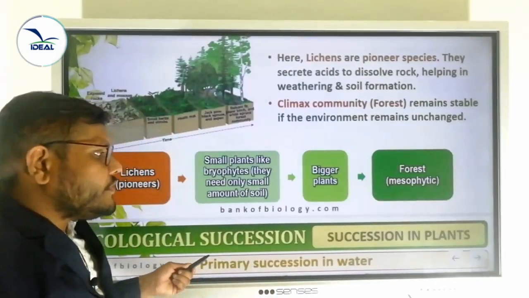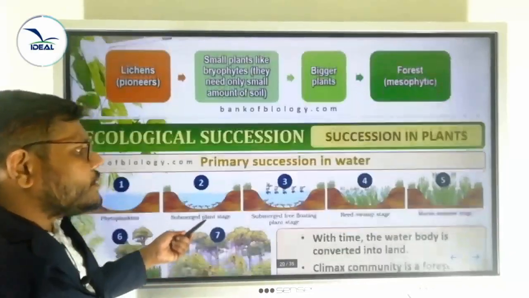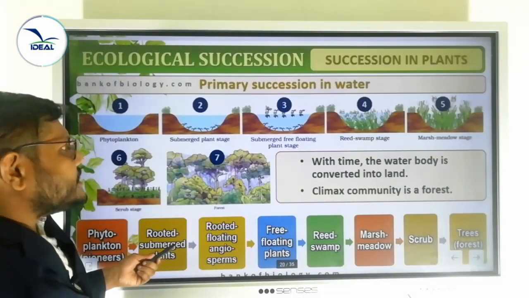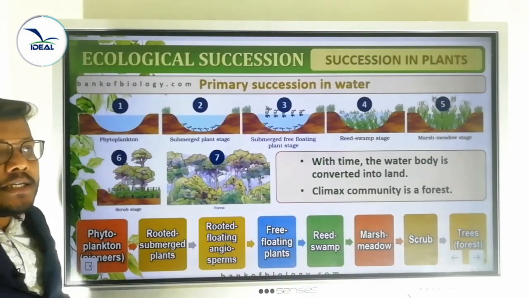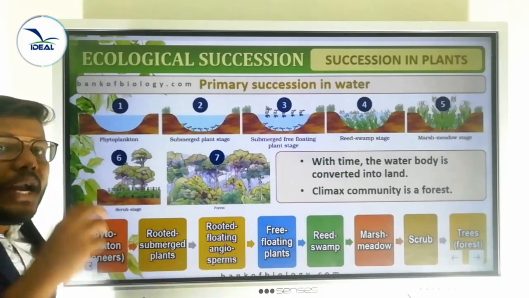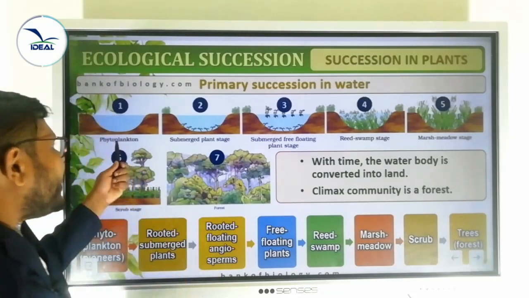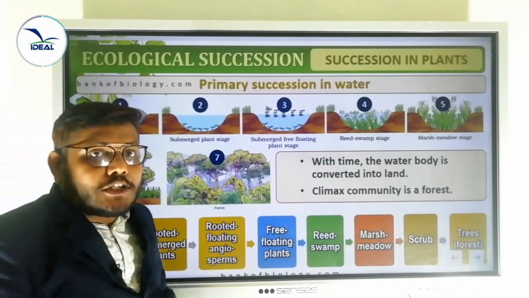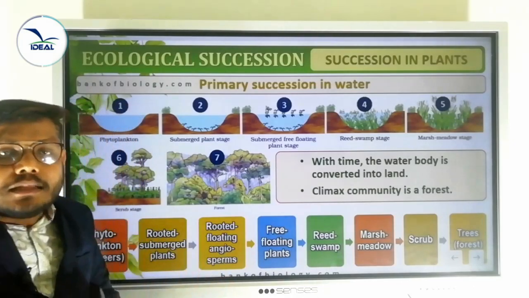Then another type of succession in plants is called hydrarch succession. Look here, hydrarch succession. Where does that succession take place? In water. Here the pioneer species is phytoplankton, the aquatic plants.